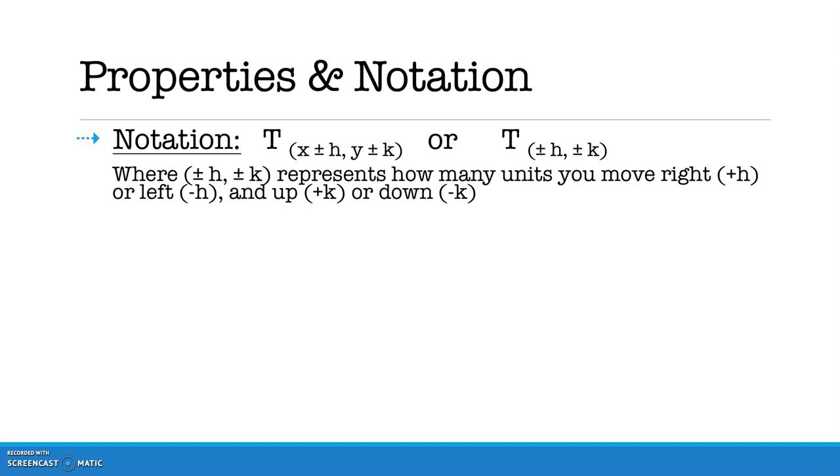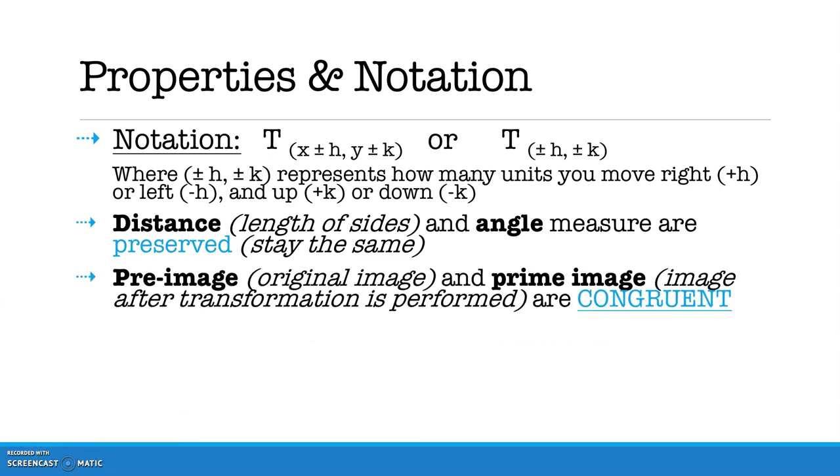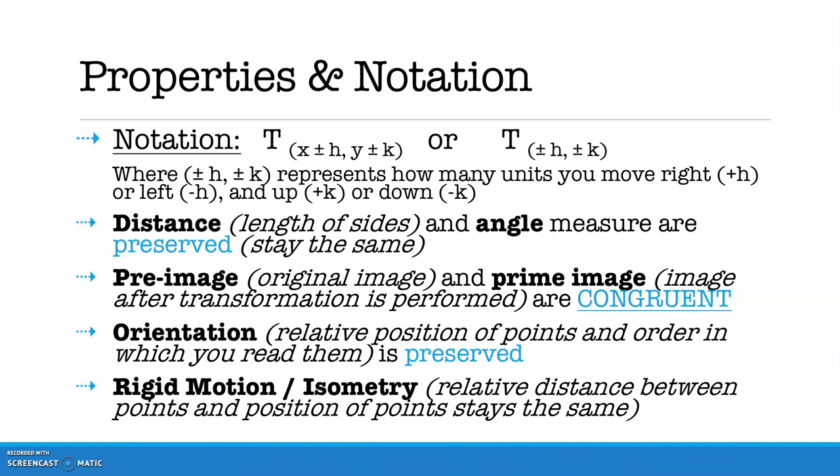Because we're only sliding an image, both distance and angle measure are preserved. Therefore, your pre-image and prime image will be congruent. The order in which you read your coordinate points, also known as orientation, is preserved. Because your pre-image and prime image are congruent, a translation is known as a rigid motion or isometry. We will be discussing other rigid motions and isometries in other videos.